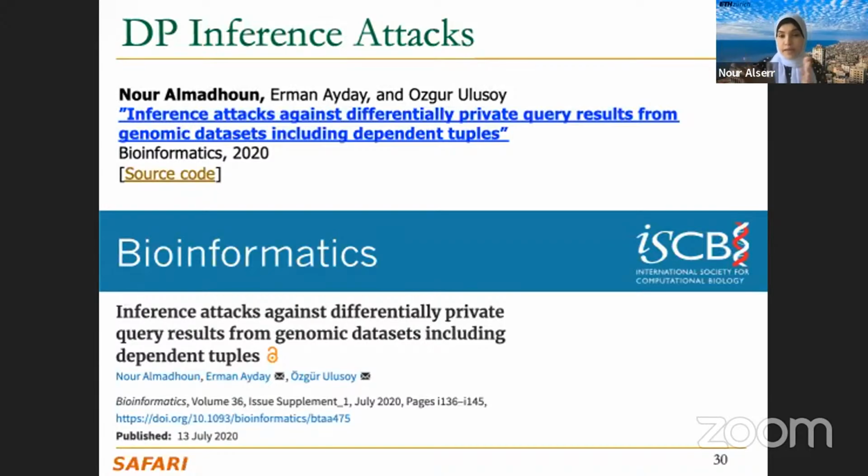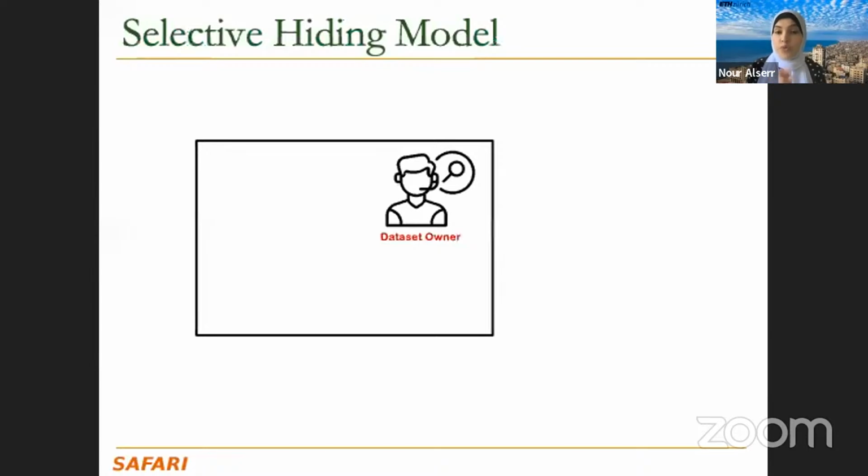Now we are done with the inference attacks. Let's go to the mitigation part. The first one: as I told you, sometimes we are not trying to play with the Laplace perturbation mechanism or with DP. We are trying to play with the dataset itself. So here we try to selectively hide some SNPs.